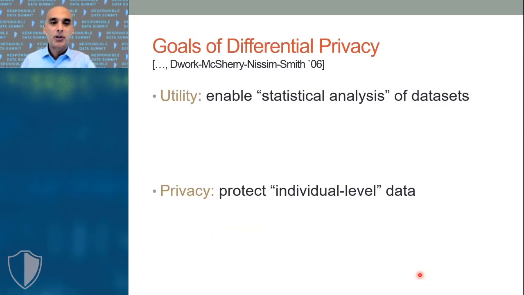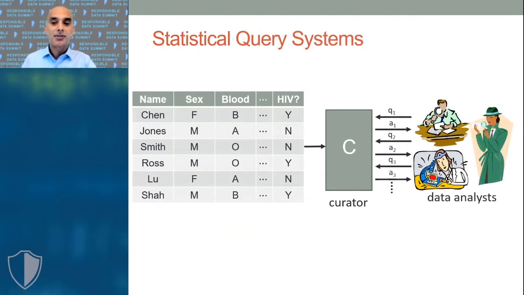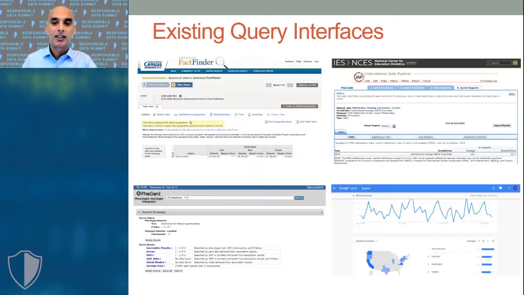Differential privacy seeks to enable statistical analysis of data while providing privacy protections for individual level data. What do we mean by statistical analysis? This includes things like publications of statistical tables, training machine learning models, and generating synthetic data sets that reflect statistical properties of the original data. We also include systems that field queries from external analysts, allowing them to perform custom, not previously anticipated analyses, like running a regression on variables of their choice.